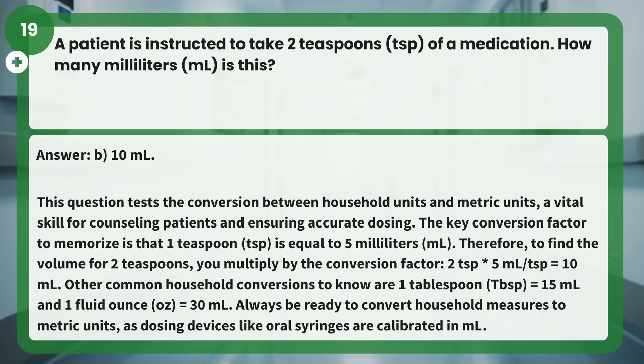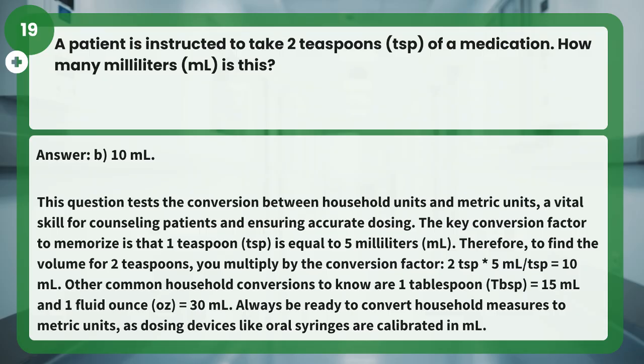Answer, B. 10 milliliters. This question tests the conversion between household units and metric units, a vital skill for counseling patients and ensuring accurate dosing. The key conversion factor to memorize is that 1 teaspoon, TSP, is equal to 5 milliliters, ml.